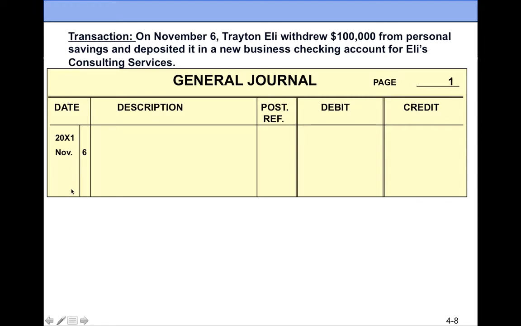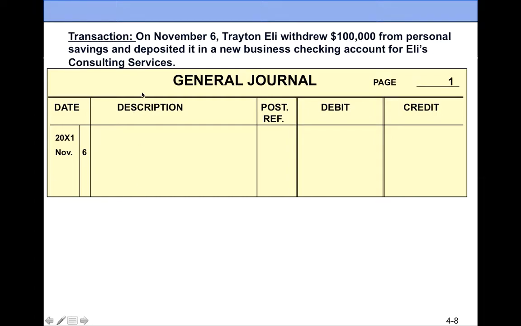And you have the date column. So you put the year and the month. It's okay to abbreviate the month. We do not repeat the year or the month until it changes or you start a new page. So I want to see the year and the month at the beginning of every new page, and then the dates, right? And then you might have more than one transaction on the same date. So if it's different transactions, you just repeat the date, not the month. You always skip a line between transactions.